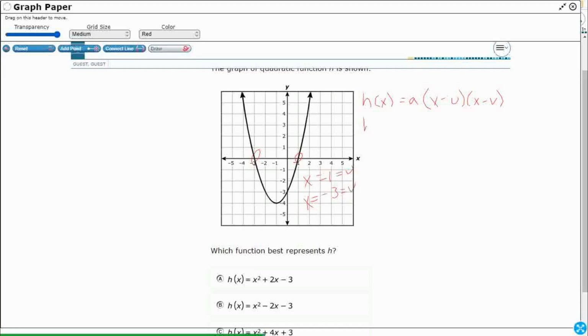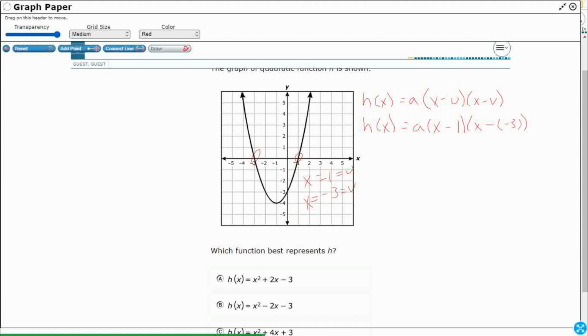So I can substitute in this right here. Now this a is just a multiplier that sometimes you have, so we'll deal with that in a second. So x minus, and then it's just going to be x minus 1 because I'm substituting one of my solutions in there for that 1. And then x minus my other solution is negative 3. So that's going to end up being a positive 3.